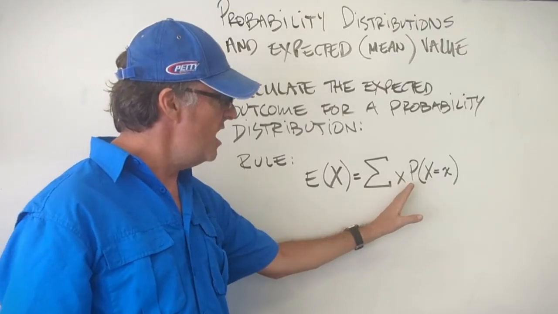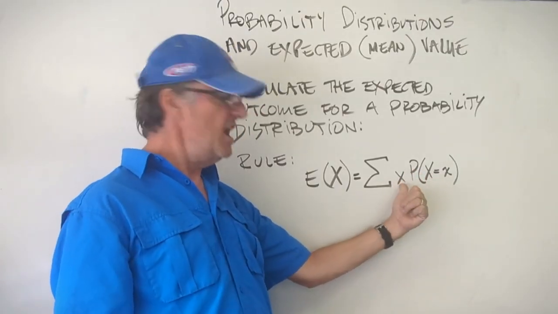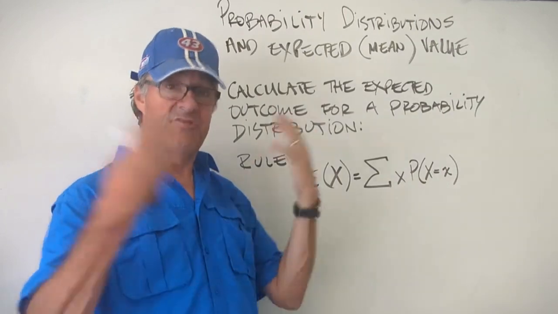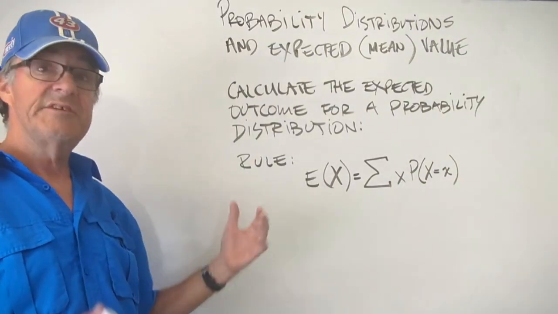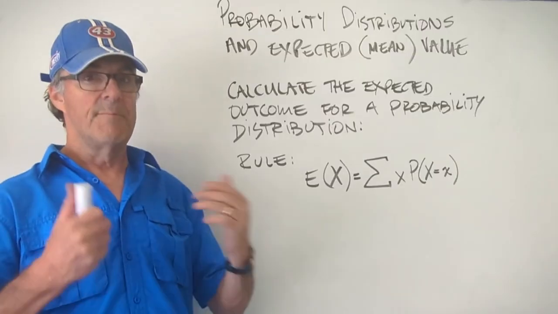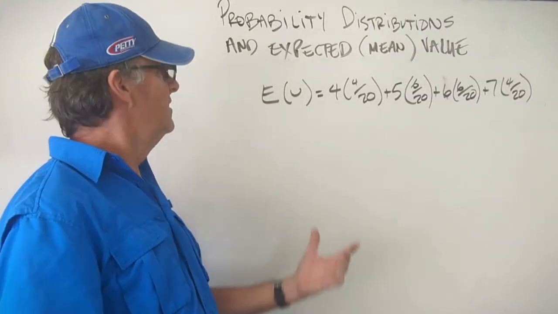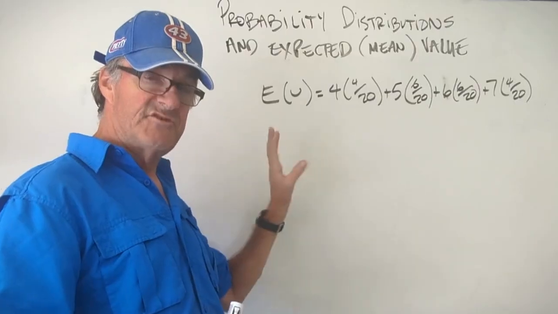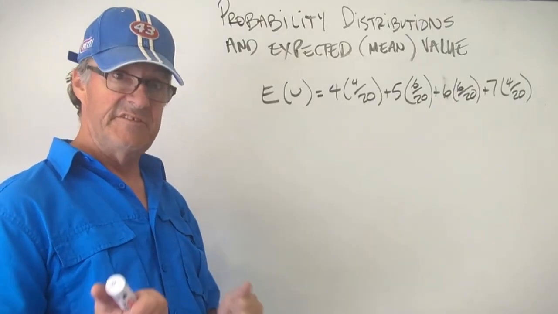So we're going to sum up the probability of each little x times its value and add those all up, and that will give us the overall expected value for a probability distribution. Okay, so now we're putting that last rule into the context of our problem. So check this out.